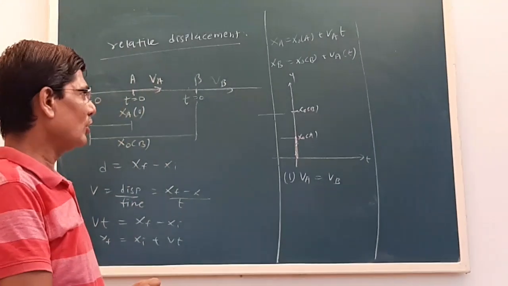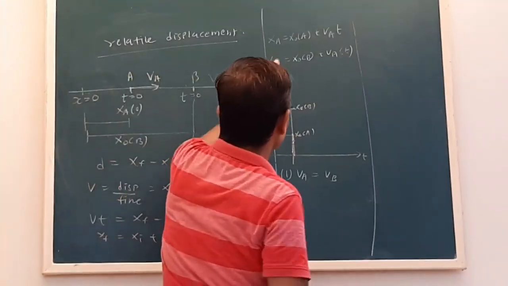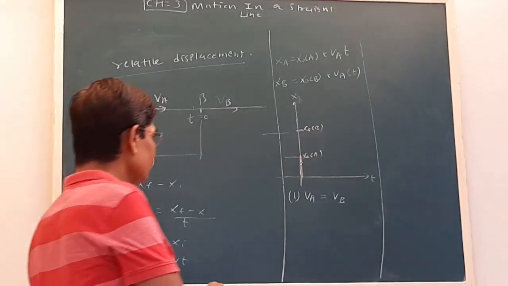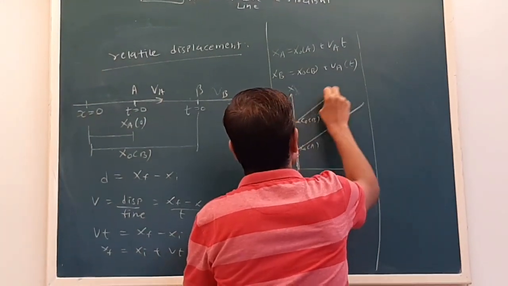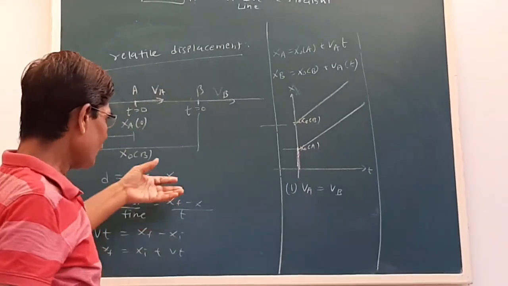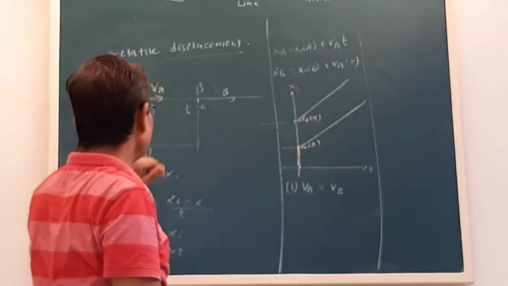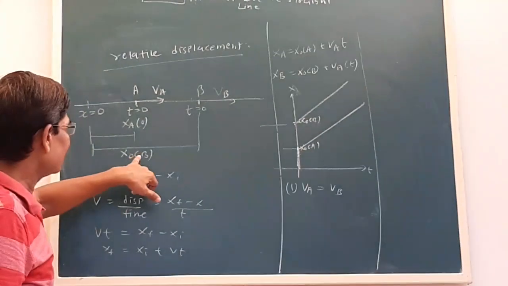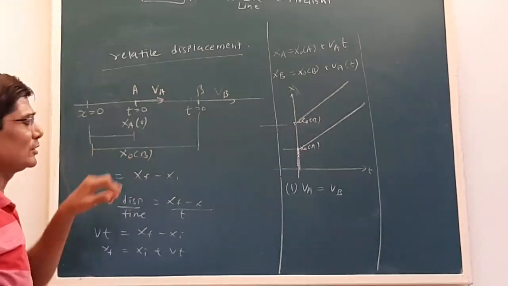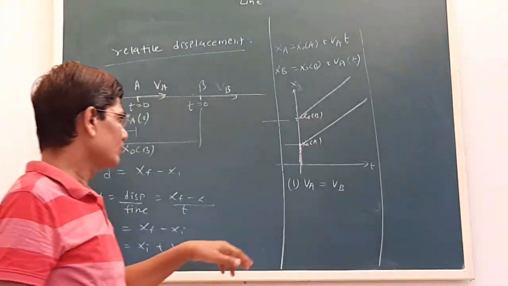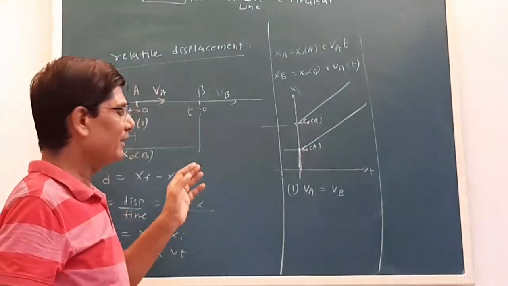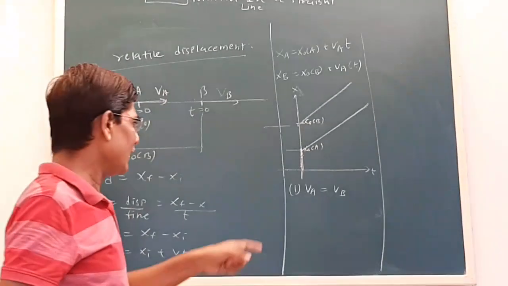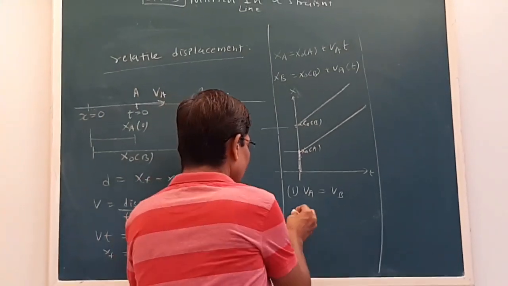Now if I plot the graph, right now we assume that here is our x-axis. Both move with the same velocity, so the graph will be like this. Both move with the same velocity, so in equal time intervals they cover equal distance. But the initial difference, that is x0B minus x0A, will be maintained. So in that case A and B will never meet. Whenever both objects move in the same direction and the velocity is the same, A and B will not meet.